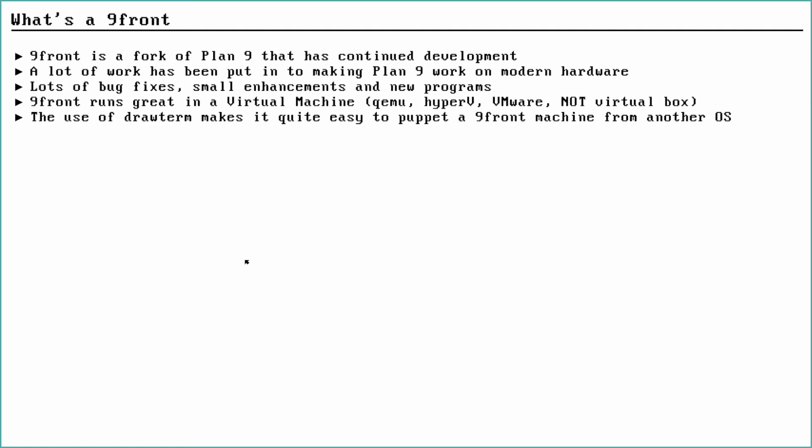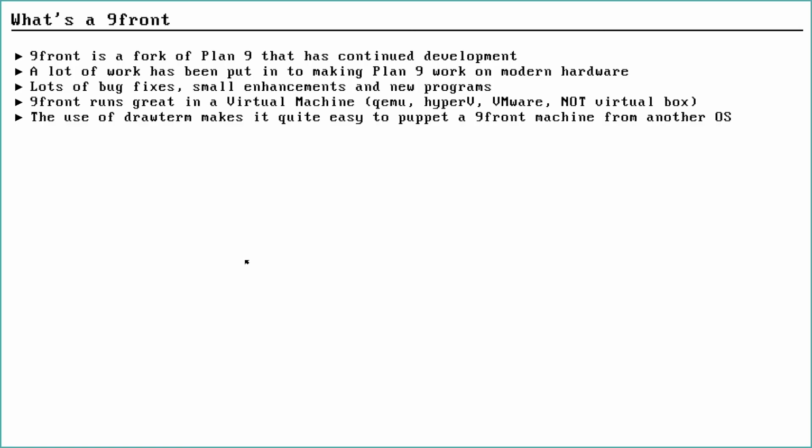So the last thing I want to talk about here is 9front, and this will segue into the next part of this series, where we really dig into how to set this up and how to use it. But for now, let's just talk about this. 9front is a fork of Plan 9 that's continued the development. So Plan 9 is no longer being developed by AT&T. The people that worked on it are no longer at Bell Labs.